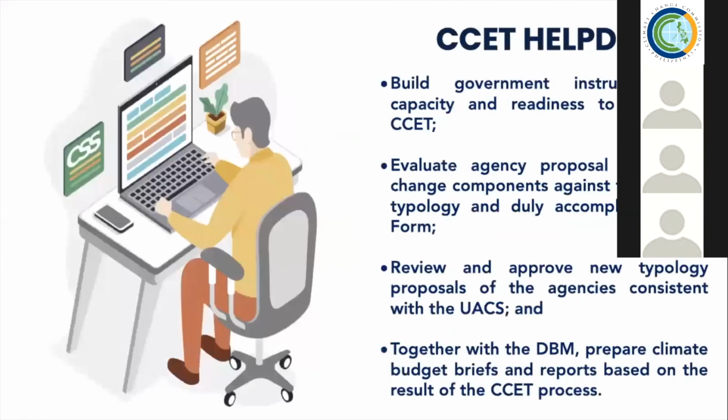Since 2015, the Help Desk has supported government instrumentalities on CCET concerns. We are here to build government instrumentalities' capacity and readiness to undertake CCET, evaluate agency proposals of climate change components against the existing typology and duly accomplished QAR form, review and approve new typology proposals of the agencies consistent with the UACS code, and together with the DBM, prepare climate budget briefs and reports based on the results of the CCET process.